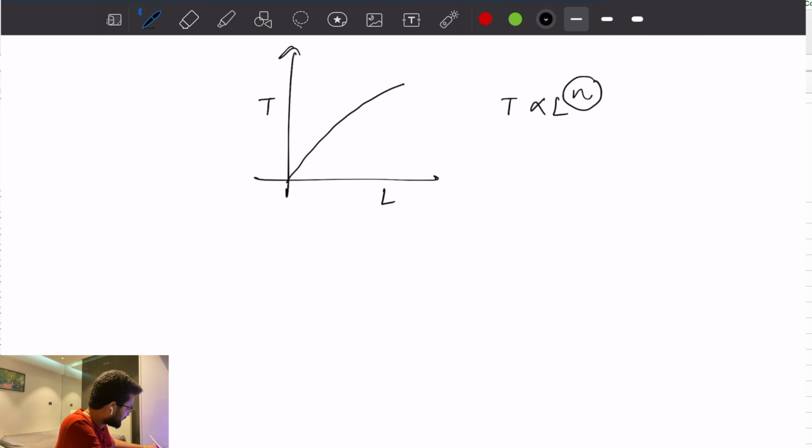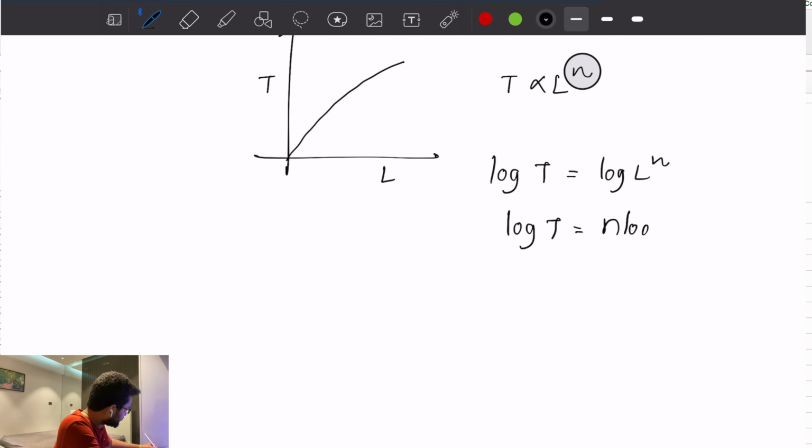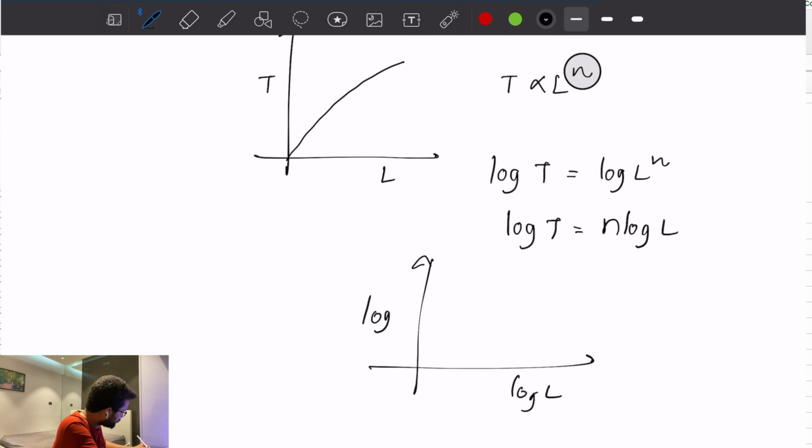But how will we find this value of n? For that, please note we have to apply log on both sides, which is log T equals log L to the power of n. That is going to be log T equals n log L. That means if I plot the graph between log L on the x-axis and log T on the y-axis, it is going to be a straight line. And the slope of the line is going to be my value of n.